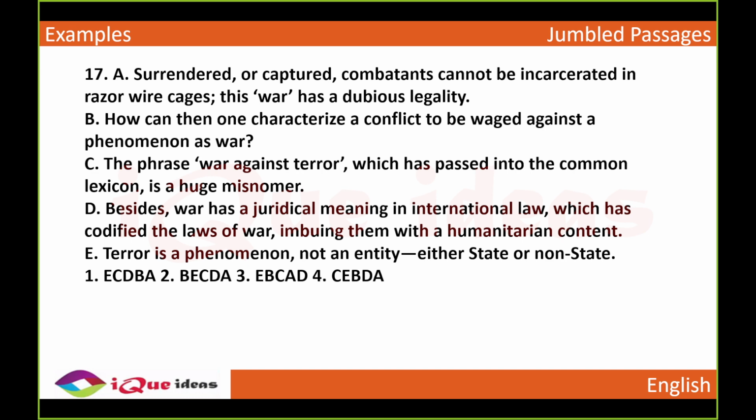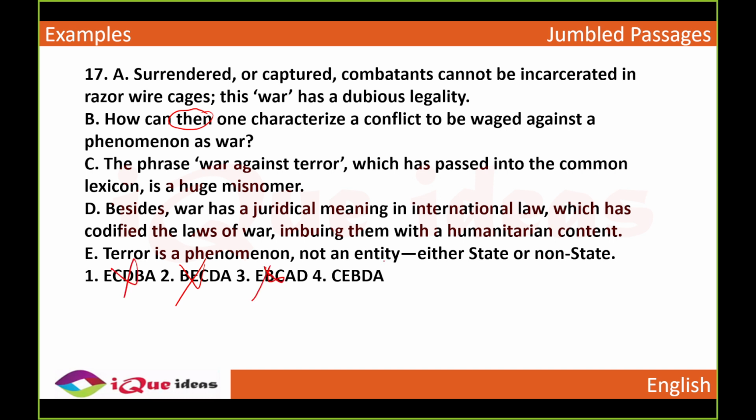Okay. So it either starts with B, C, or E. B says, how can then one characterize? The word "then" tells us that this can't be the first sentence. So that eliminates option 2. C says, the phrase war against terror, which has passed into common lexicon, is a huge misnomer. E says, terror is a phenomenon, not an entity. So war against terror गलत है. क्यों? क्योंकि terror. So C के बाद E का आना makes sense.